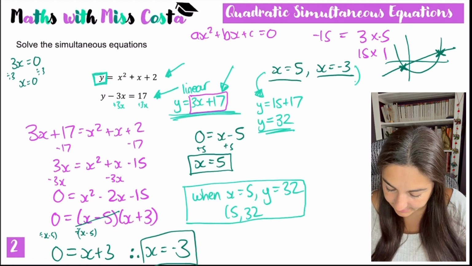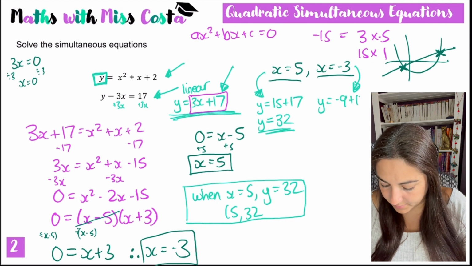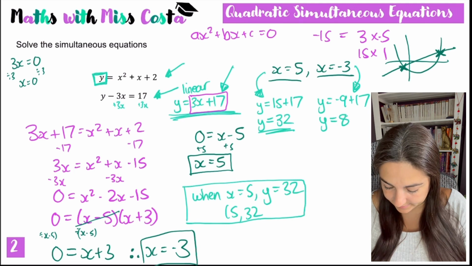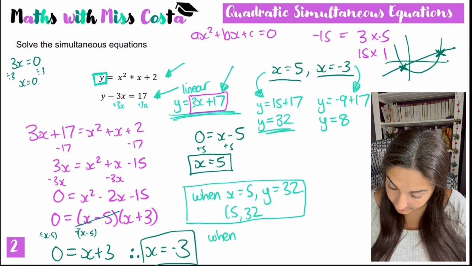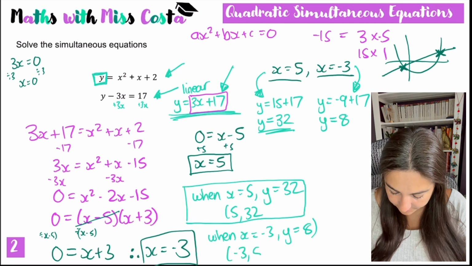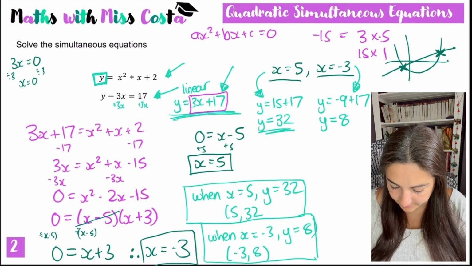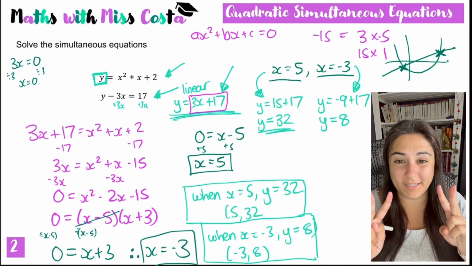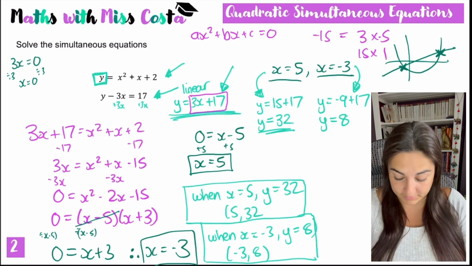And the next answer here, we substitute x is -3, so y equals -9 plus 17. So 17 take 9 is 8. So when x is -3, y is 8. So your coordinates would be -3, 8. And that's your second set of answers. Okay, so quadratic simultaneous equations always going to have 4 answers. 2 lots of x answers, 2 lots of y answers.